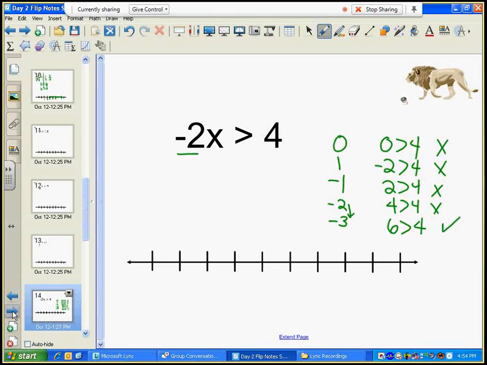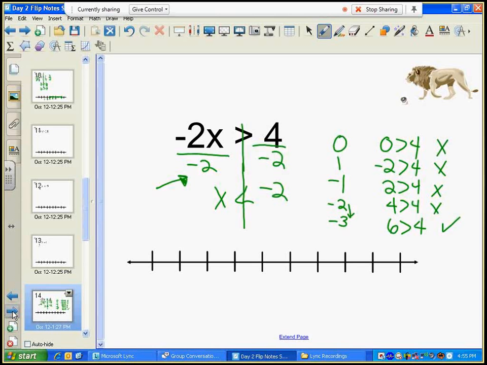Okay, let's see. Divide by negative 2, divide by negative 2, and I end up with x is greater than negative 2. But wait a second. I think we just discovered over here that it's really anything that's less than negative 2 that's going to be my answer. The reason for this is when we divide by a negative, we have to flip our inequality. So whereas we had greater than, now it's going to become less than. That's what dividing by a negative does.